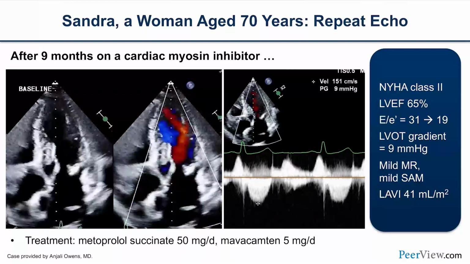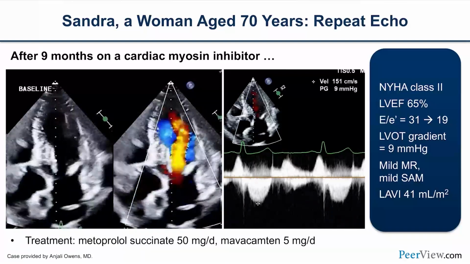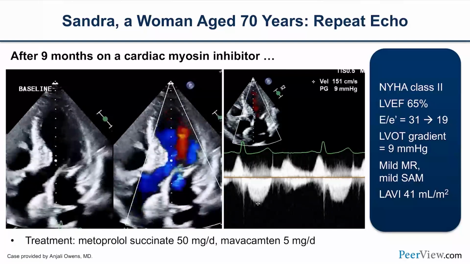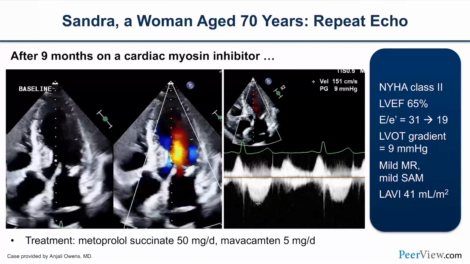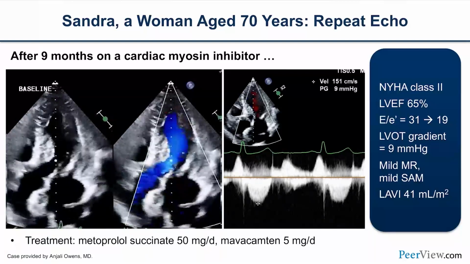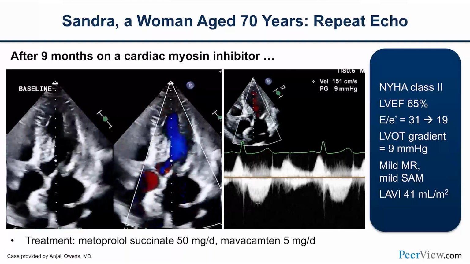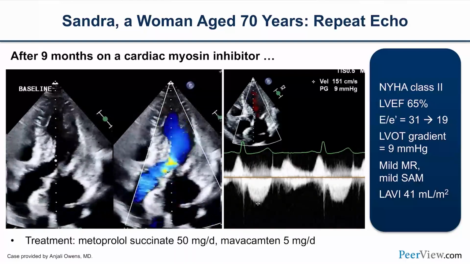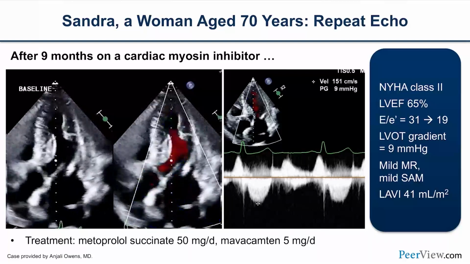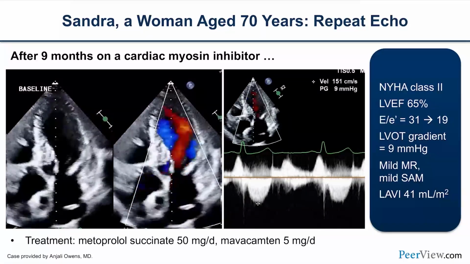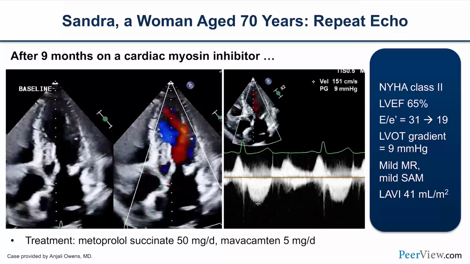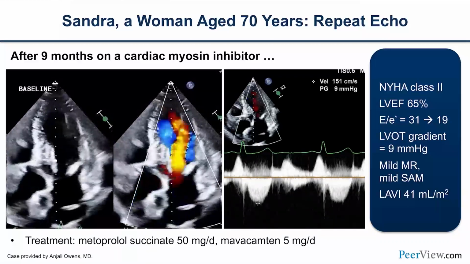Her mitral regurgitation is now only mild. Her left atrium has shown signs of reduction in size, and most importantly, her symptoms have improved dramatically. She has opted to forego some of her background therapy and is now down to metoprolol succinate at 50 milligrams and the addition of mavacamten at 5 milligrams.